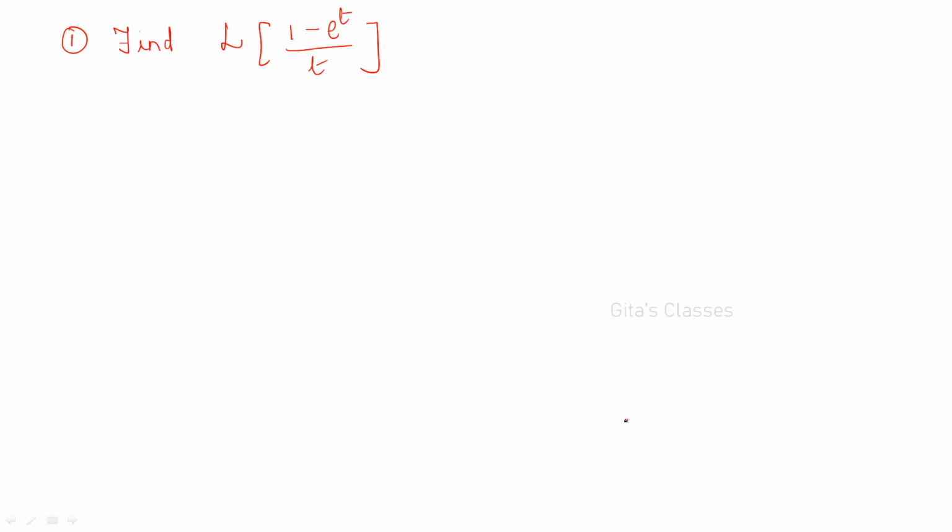So now let us do the problems. Find L of (1 minus e power t) divided by t. So this is equal to, if it is divided by t, what you have to do? You have to find without t, that is L of 1 minus e power t. Whatever is there in the numerator, you will find the Laplace transform of that, then integrate from s to infinity.